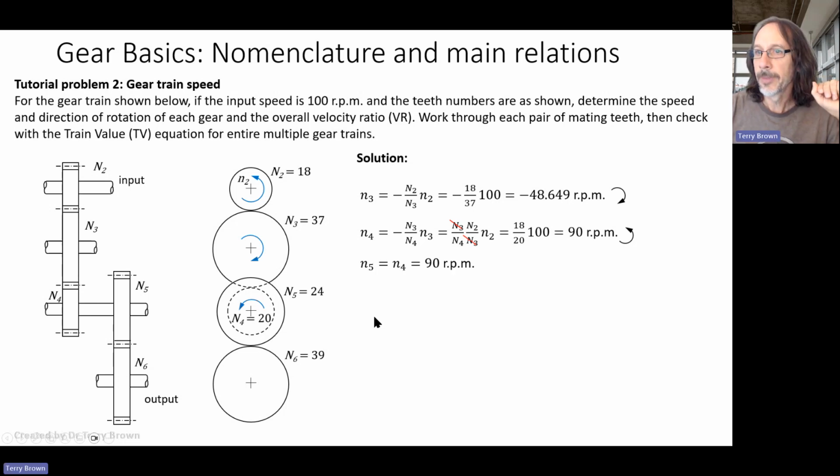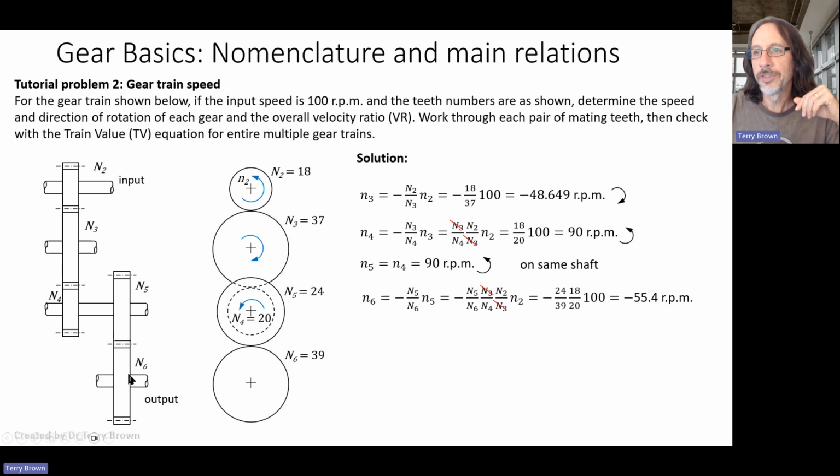All right, so N5, as I said, is rigidly attached to the same shaft, so it rotates at the same speed. So N5 is equal to N4, rotating in the same direction because they're on the same shaft. And then from N5 to N6, we've got our gear pair relationship again. Substitute from up here, the N3s cancel out, and putting in our gear teeth numbers from over here, we get an output of 55.4, and it's in the opposite direction to the input shaft.